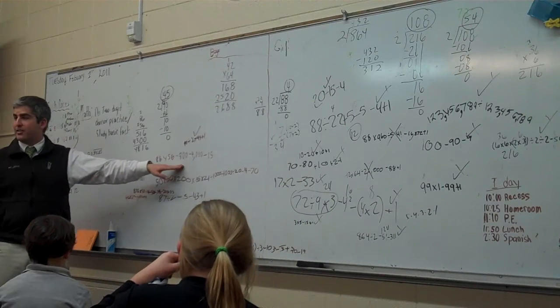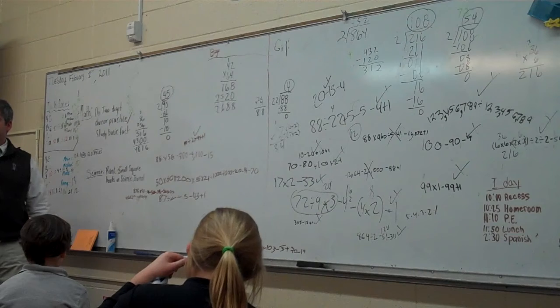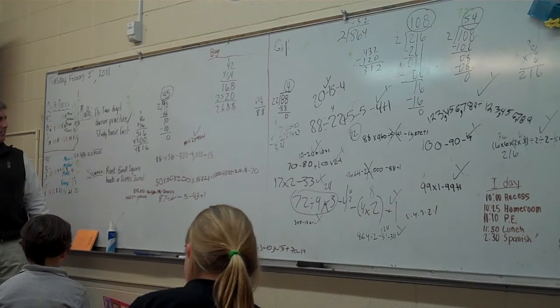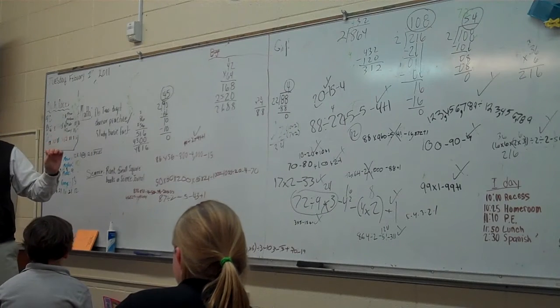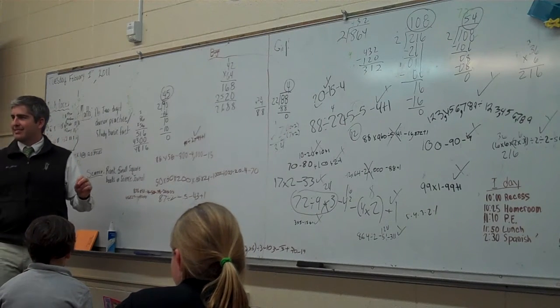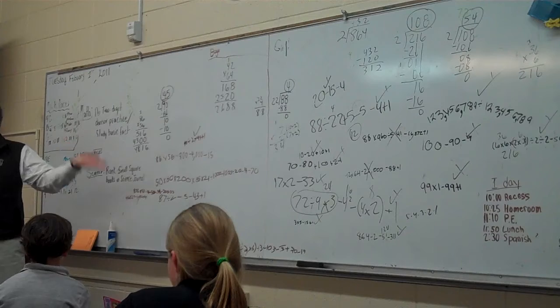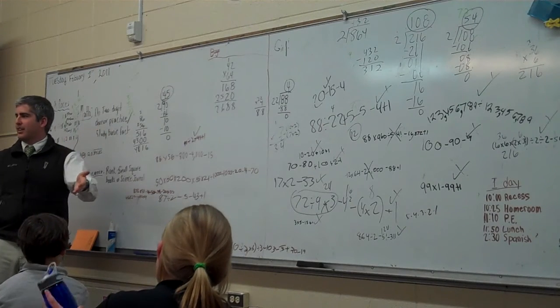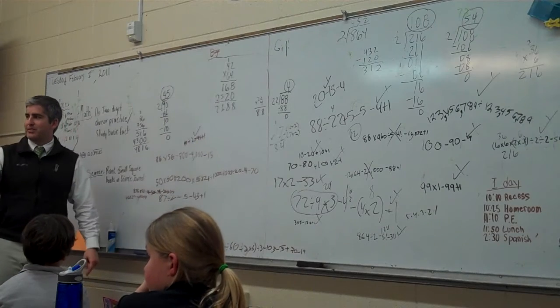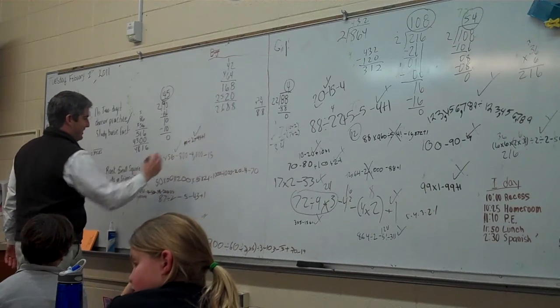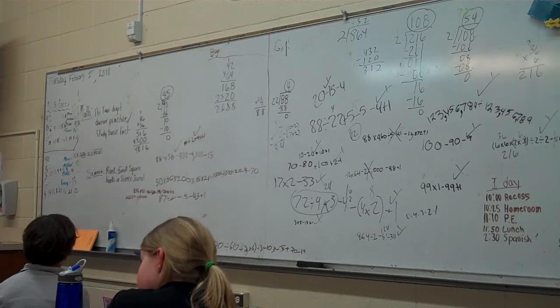4,816 minus 800 equals 4,016. Okay? 4,016 minus 4,000 would leave 16. And 16 minus 15 equals 1, because you remember, it can't be flipped.